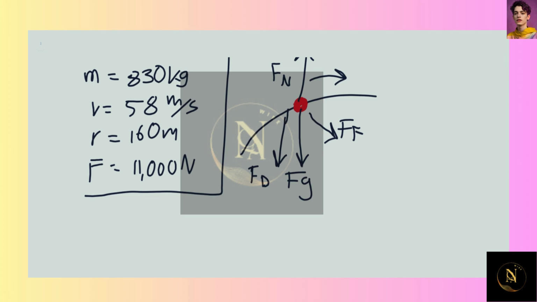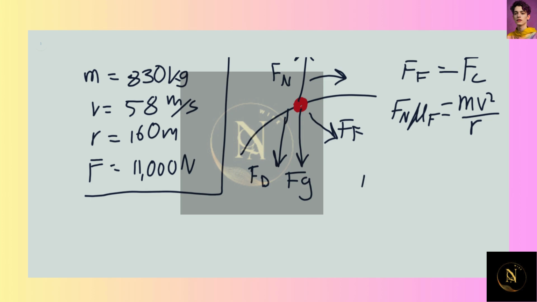All right. Since F friction is the force pointing inward, that must be what's responsible for our centripetal force. And we know that the force of friction is always equal to the normal force times the coefficient of static friction, which is what we're looking for in this problem. The centripetal force is equal to mv squared over r, our radius. So in order to solve for the coefficient of static friction, we have to solve for Fn.